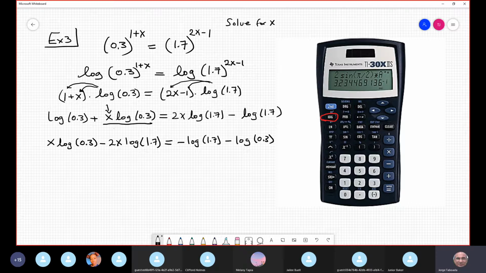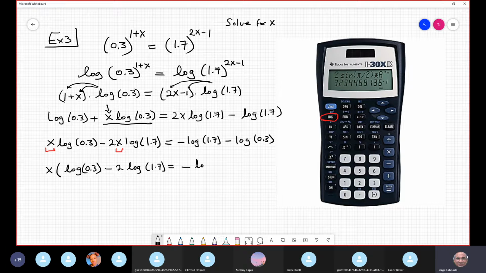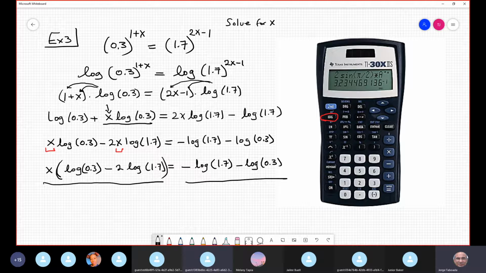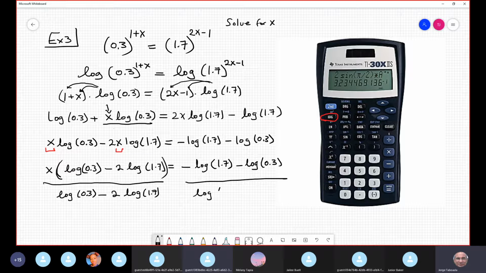Okay. So now I can see on the left-hand side we have x and x. This was my intention. You factor out this x. Open parenthesis, we have log 0.3. Don't forget the parentheses. Minus 2 log 1.7 is equal to something. You just copy this. Okay, I forgot another parenthesis here, because I opened this parenthesis. Yeah, I closed this parenthesis. Now, finally, why not? Divide both sides by log 0.3 minus 2 times log 1.7, because I want to isolate x.